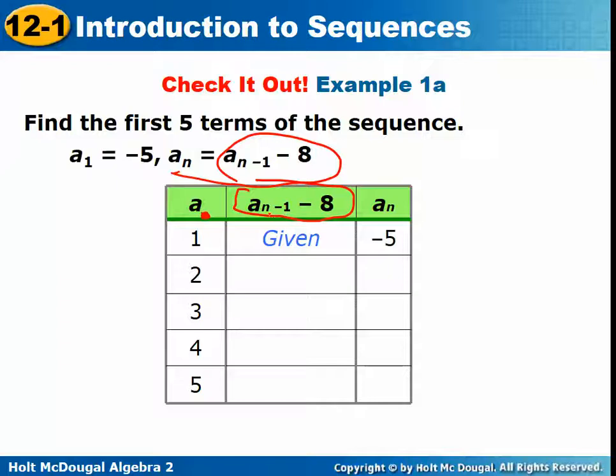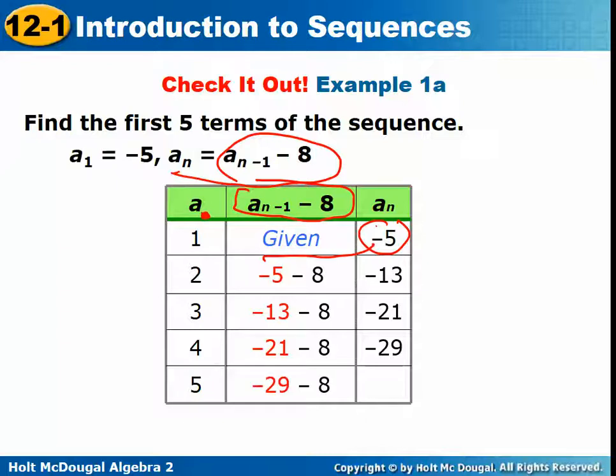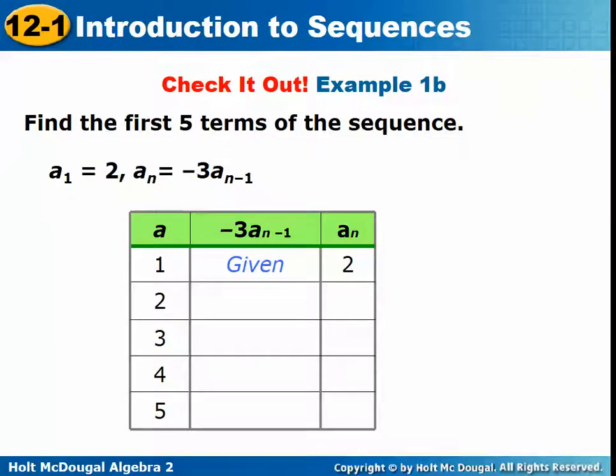So our second one, we take this number, -5, and we subtract 8 from it. And when you do that, you get -13. Now we're going to use the -13 and subtract 8 from that, and that gives us -21. And then we're going to use the -21 and subtract 8, and we get -29. And then we use the -29 minus 8, and we get -37. So our first 5 terms are -5, -13, -21, -29, and -37.